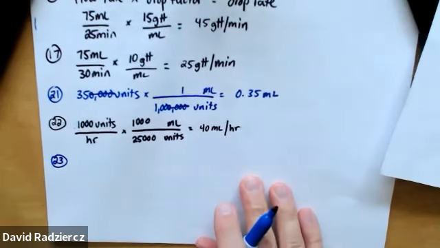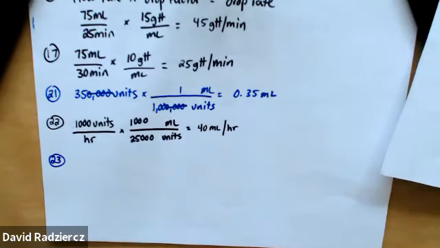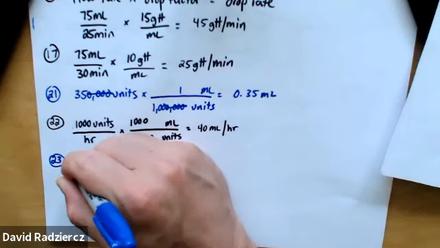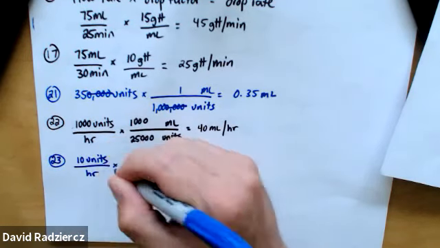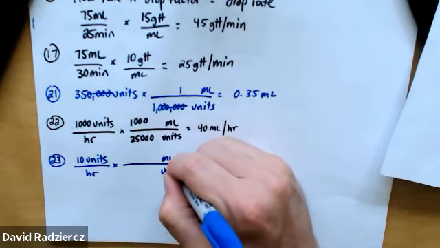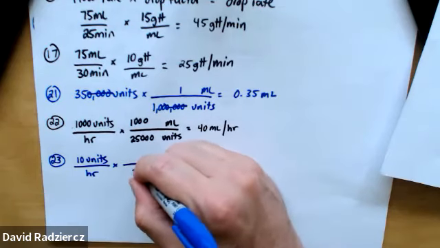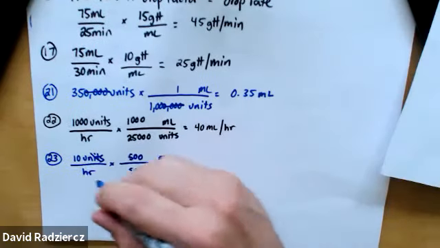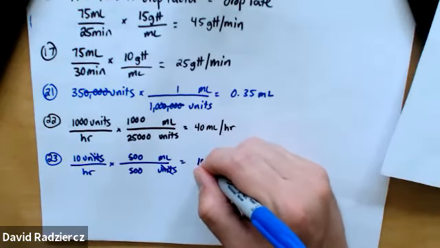All right, 23, I'm going to follow the same format. So it's 0.9% sodium chloride, 500 milliliters with Humulin R, regular U100 insulin, 500 units of that. And it's infusing at 10 units per hour. I want to know how many milliliters per hour. So 10 units per hour. I don't want units per hour, I want milliliters per hour. So I need to convert units to milliliters. There's 500 units within 500 milliliters. Units cancel, left with milliliters per hour, and I get 10 milliliters per hour.